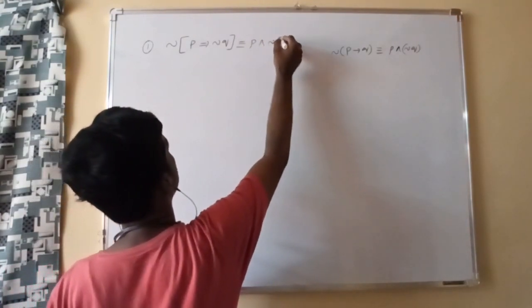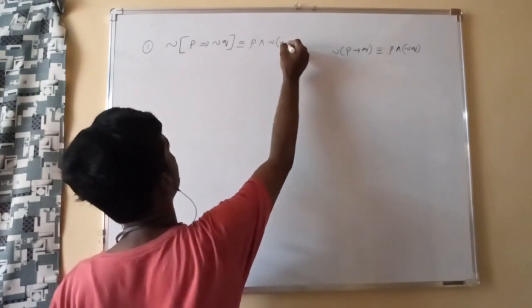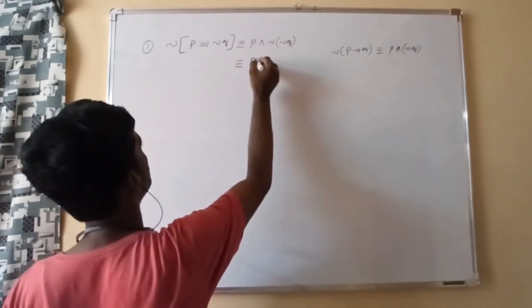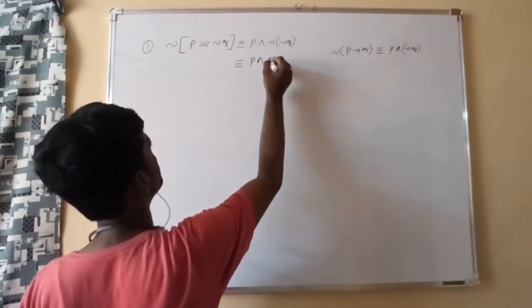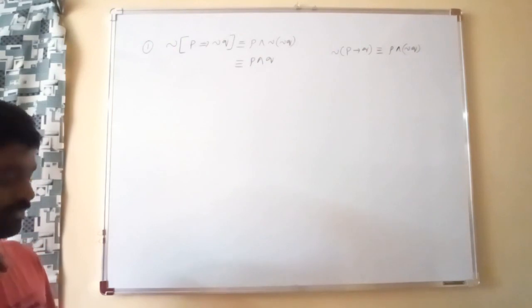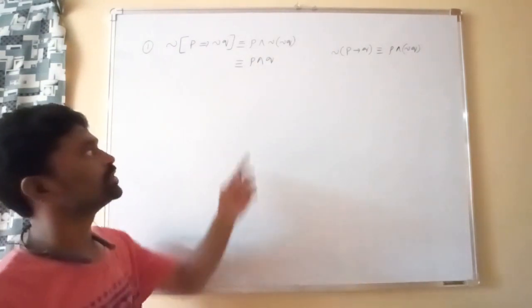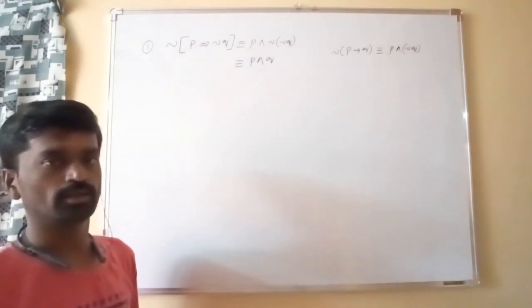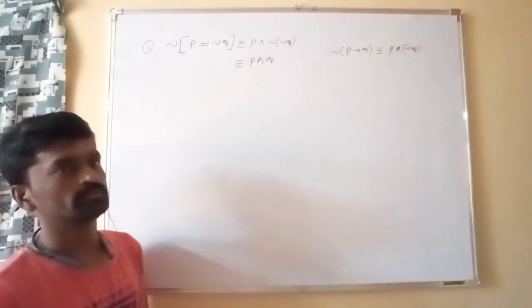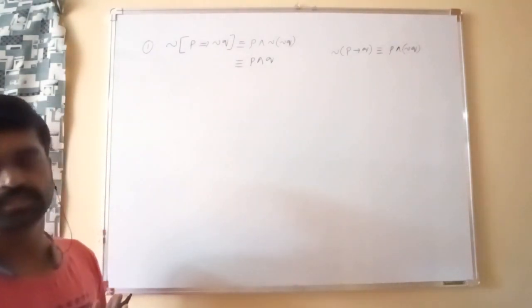But instead of Q, what you have is negation Q. So it is logically equivalent to P and negation of negation Q, which is Q. Thus, negation of P implies negation Q is logically equivalent to P and Q. So it is a previous mains problem. Okay, next. So let's see how easy it is.